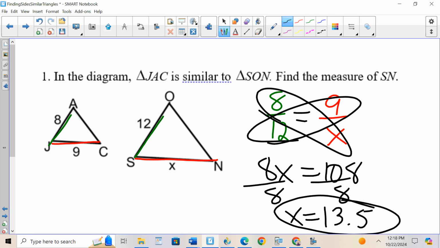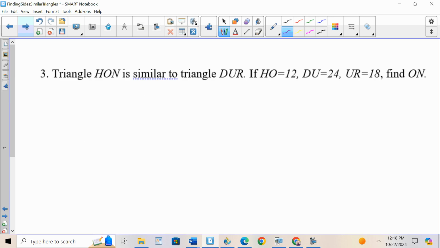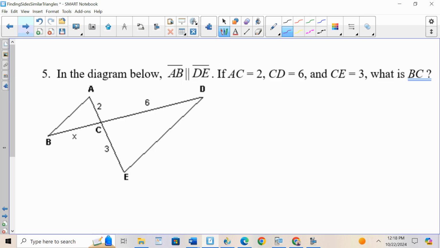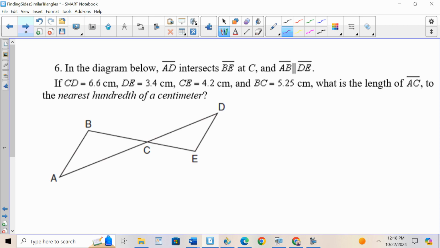So we put our corresponding sides on top of each other. 8 and 12 correspond, so they're on top of each other. 9 and x correspond, so they're on top of each other. From there, I cross multiply and solve. A common question that you see on the regions is something like this. Let's actually do this one.